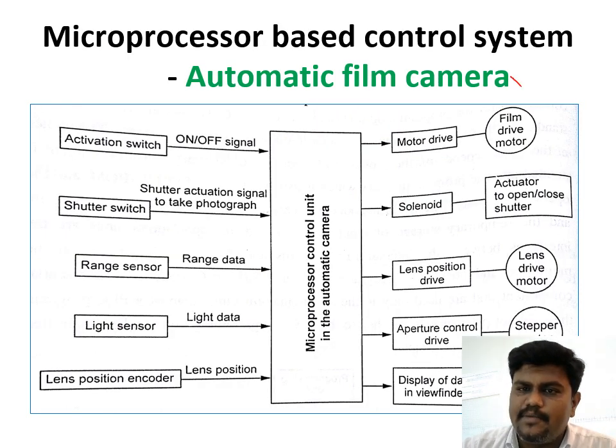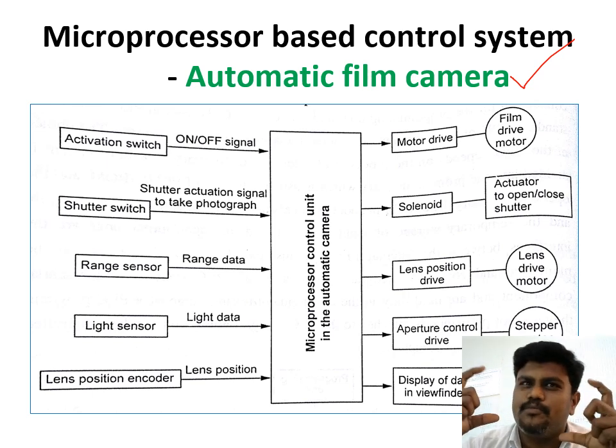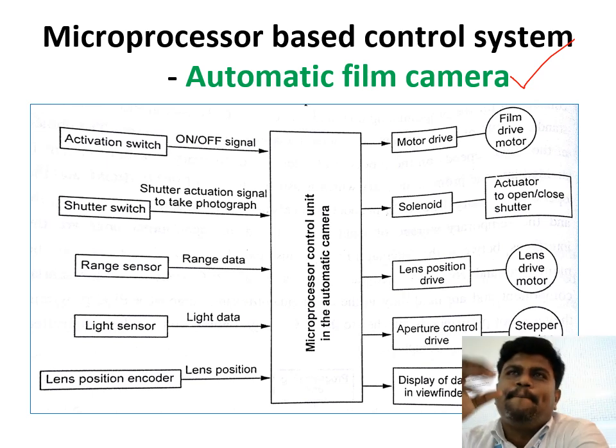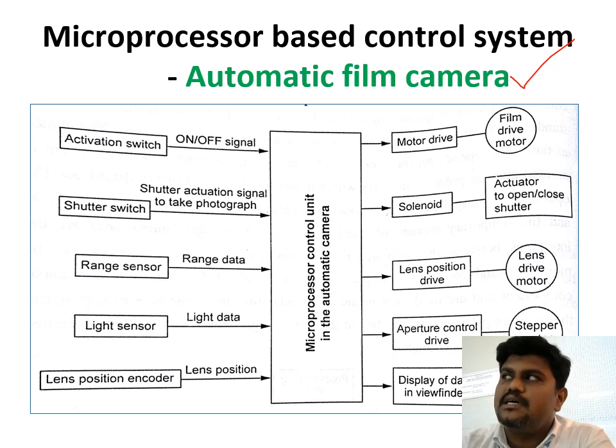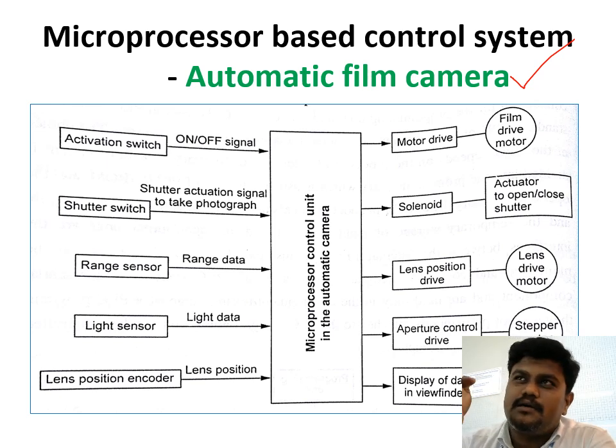Similarly, the automatic film camera works the same way. When you single press your shutter button, the shutter opens and then it sends IR radiation to the object. That IR radiation reaches the object, hits it and returns back to the camera, and it senses the distance between the camera and the object.